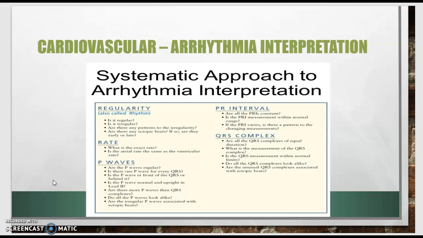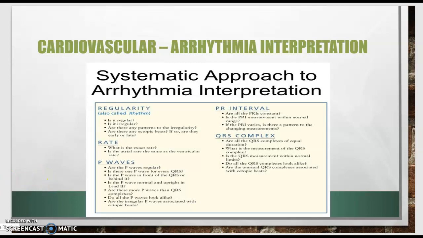Then you will move to your PR interval and you will measure it. Is it constant? Is it long or is it short? That kind of represents the conduction down to the ventricles. So you will be measuring that PR interval. And then you also want to look at your QRS complex. Is it too wide? Is it narrow? Are they regular? Does it come after every P wave? Does it come early without a P wave? Those are some of the things that you're going to be looking at for your QRS.